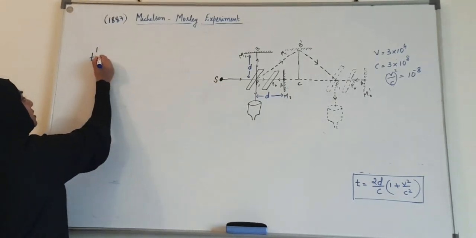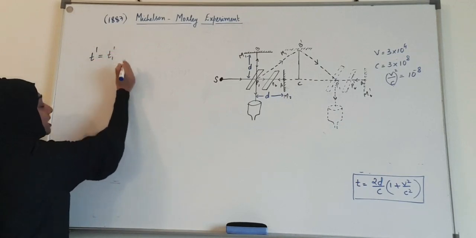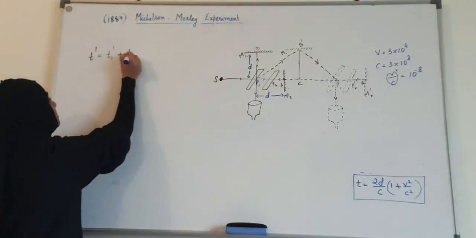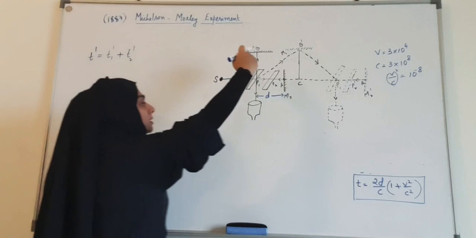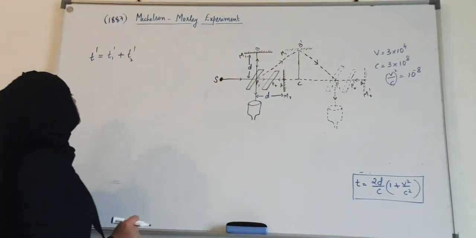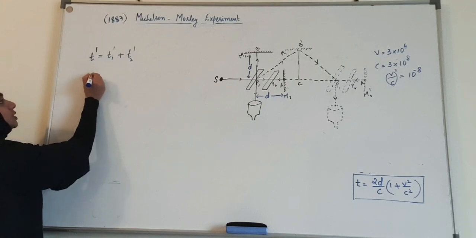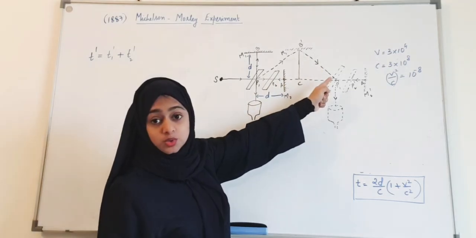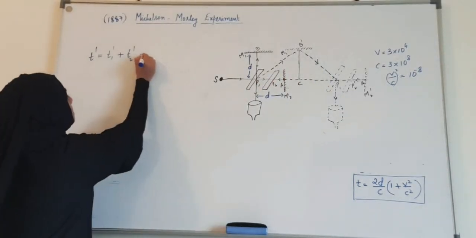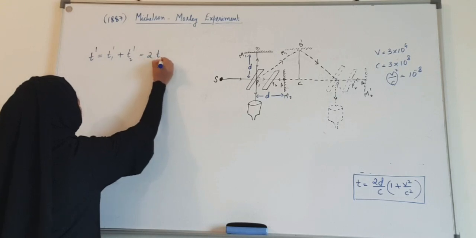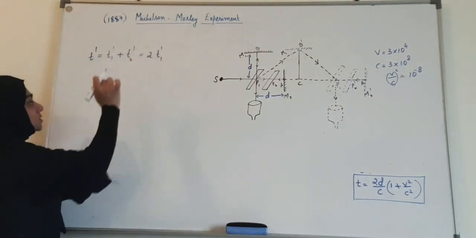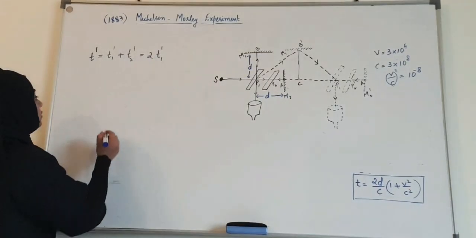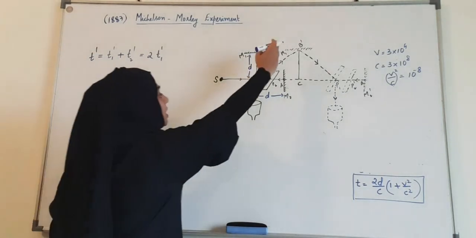the time taken by light ray to go up and come down. So this is equal to t1 prime, light's time to go up, plus t2 prime, which is the time taken by light to come down. So the total time will be t prime. By symmetry, we can say that the time taken to go up will be equal to the time taken to come down. So this is equal to twice t1 prime. Both are same. So I am writing it as twice t1 prime, and I will find that expression for t1 prime.